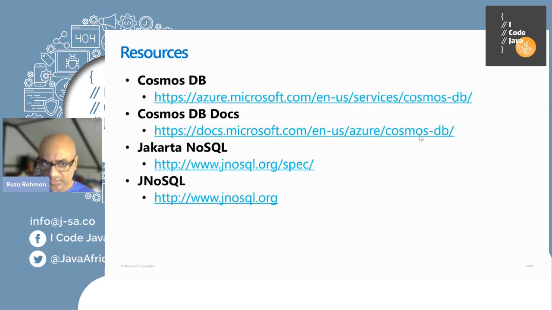I do have some resources for you here as well. If you want to find out more about Cosmos DB, the best place to start is the Cosmos DB docs, as well as the Cosmos DB website on Microsoft.com. If you want to find out more about Jakarta NoSQL, the spec is at that URL. You can take a look at all the features of Jakarta NoSQL. And if you want the implementation, which is only one implementation so far, it's JNoSQL. If you log on to jnosql.org, you'll be able to see all the details of that.